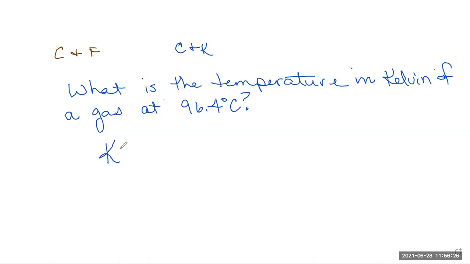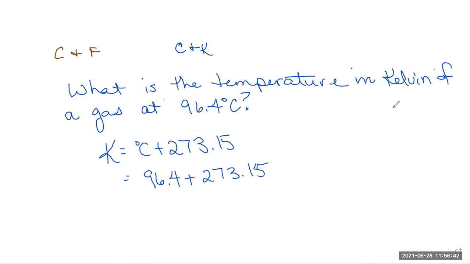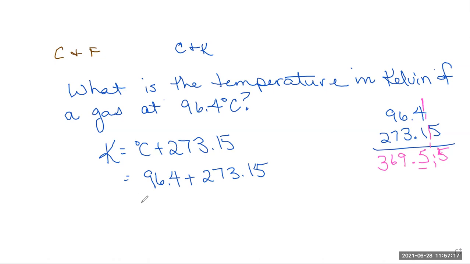So Kelvin is equal to degrees Celsius plus 273.15. This is equal to 96.4 plus 273.15. And since we are adding, remember it's going to go by precision. And that means that we will stop at the tenths place. So when we do that, okay, I'm going to be looking at this place. This is 5 or above, so I'm going to round up. So our answer will be 369.6 Kelvin.